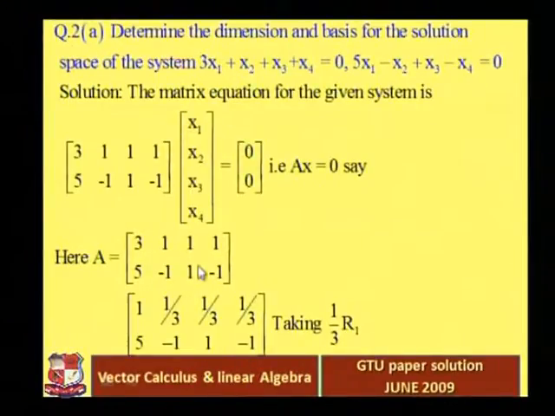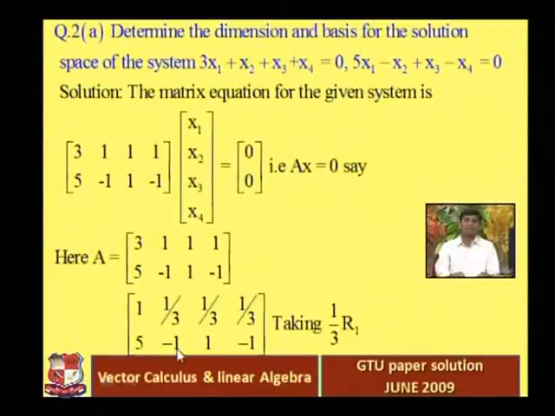Now, using some row operations, we have to convert the matrix into row echelon form. So first of all we divide the first row by 3, right? So we get 1, 1 by 3, 1 by 3, 1 by 3. The second row is as it is, 5 minus 1 1 minus 1. Now we have to convert the given matrix into row echelon form. So we multiply the first row with minus 5 and add it to the second row.